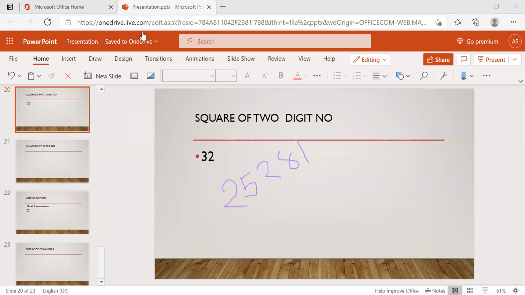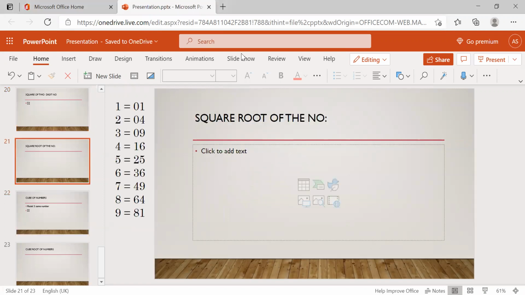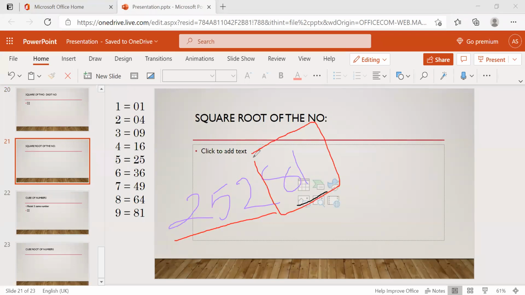Okay. Now the square root of the number. What's the square root of the number I gave? 25281. First of all, you need to divide the number: the first 2 digits are one part and the remaining number is another part. So this is one part and this is one part. Here, what's the unit digit? It is 1. We know 1 will represent either 1 or 9.